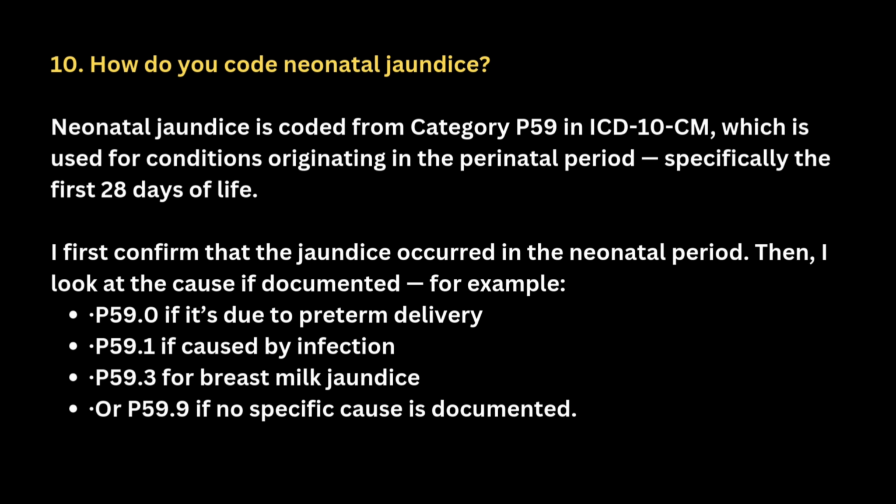Last question, how do you code neonatal jaundice? Neonatal jaundice is coded from category P59, which is used for conditions originating in the perinatal period, that is the first 28 days of life. First confirm that the jaundice occurred in the neonatal period, then look for the cause if documented. So in this way, we will be coding for neonatal jaundice.